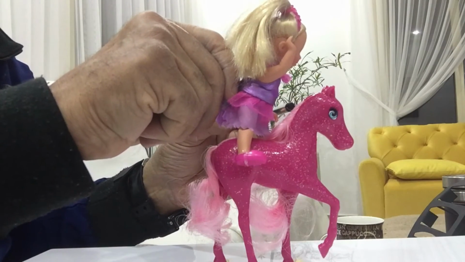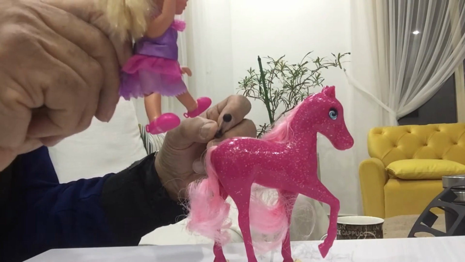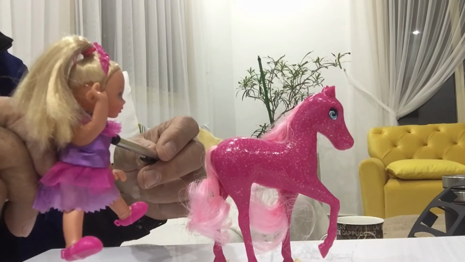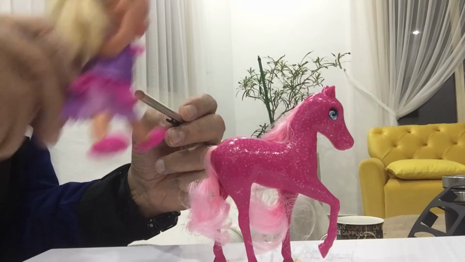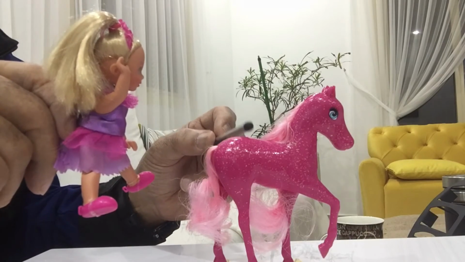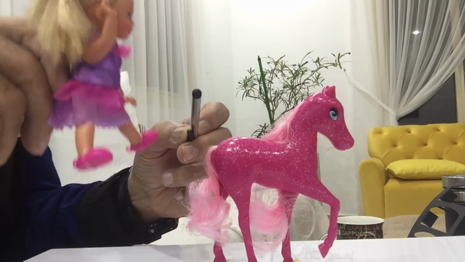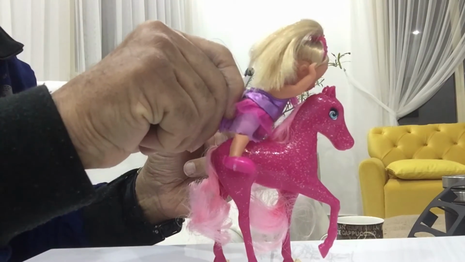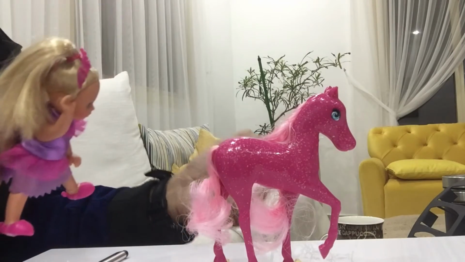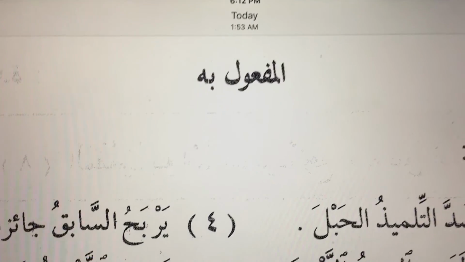نقول الحصان مفعول به. And this is our lesson for today. The lesson is المفعول به. Here we have فاعل, actor, and we have فعل, riding, movement, and we have مفعول به الحصان. الفتاة فاعل وتركب فعل والحصان مفعول به. And our lesson today is المفعول به. I will show you now what I mean by المفعول به.